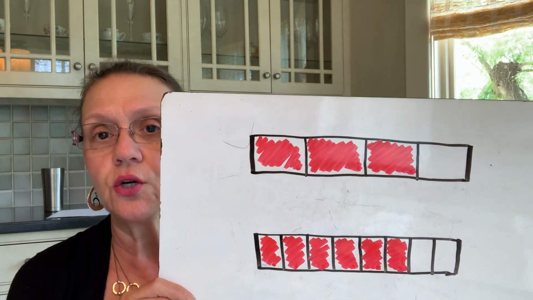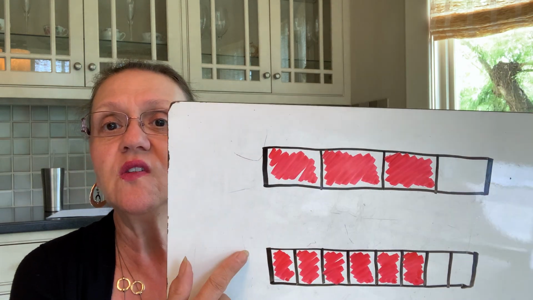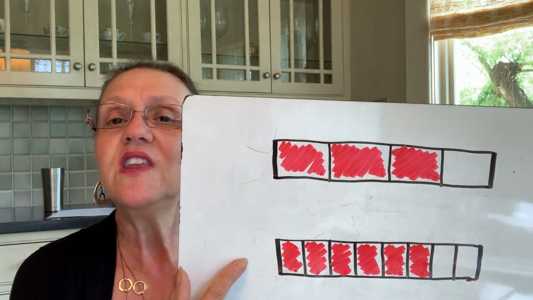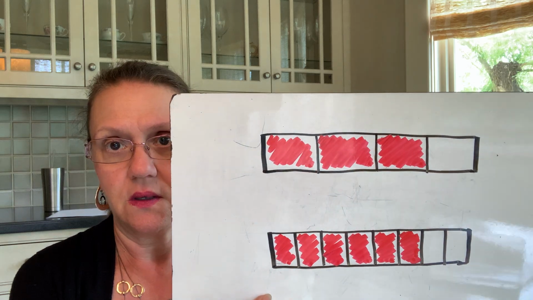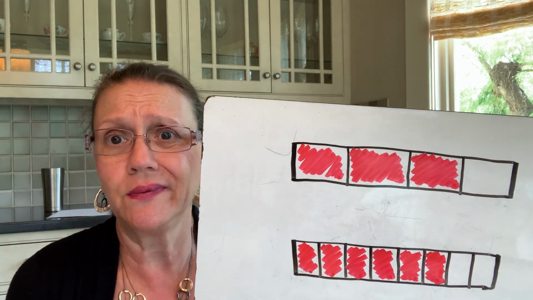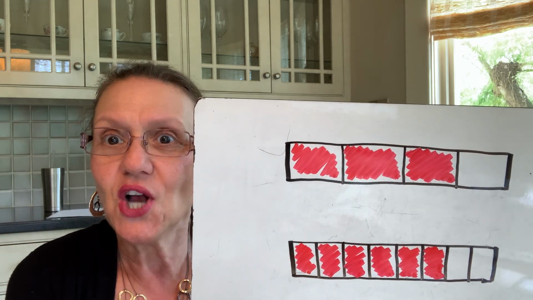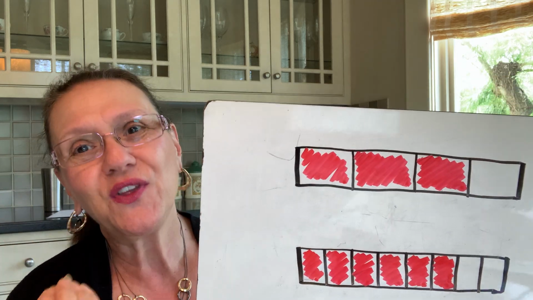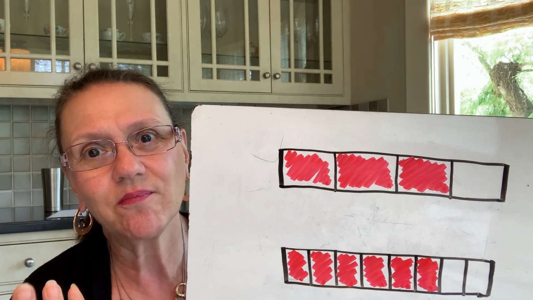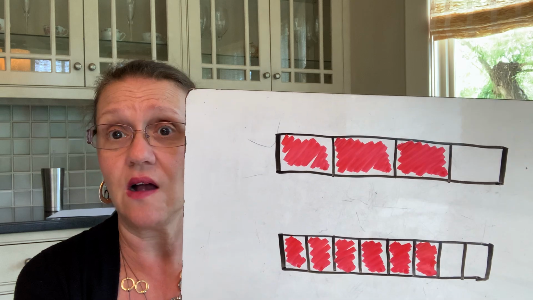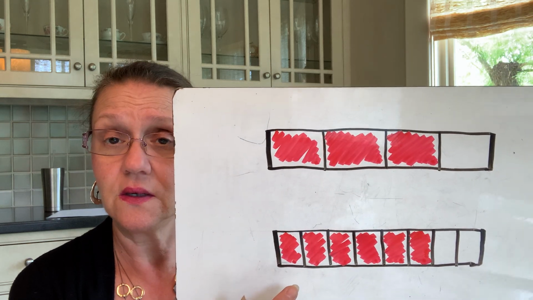Anyway, so equivalent fractions, equal fractions. Look at my second Hershey bar. It's the same size Hershey bar. So this is 1 whole and this is 1 whole. But this Hershey bar has been divided into 8 pieces. I have colored in 6 of the 8 pieces. So this is my fraction 6/8.